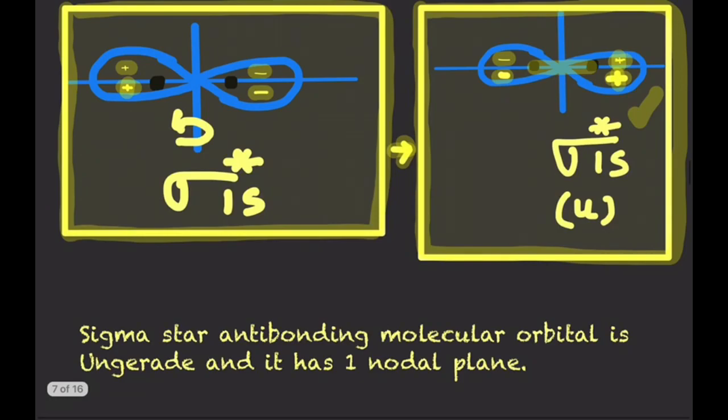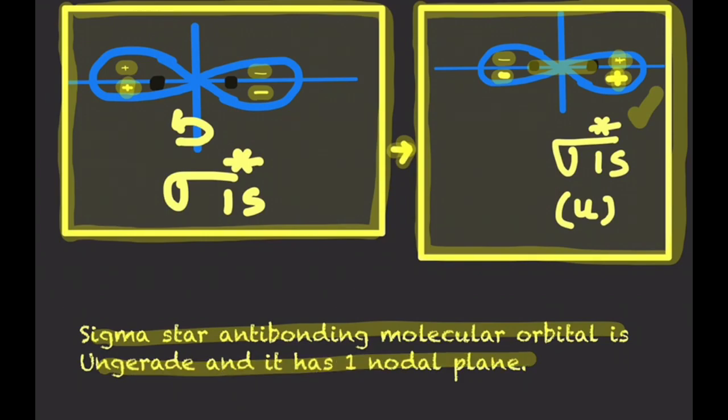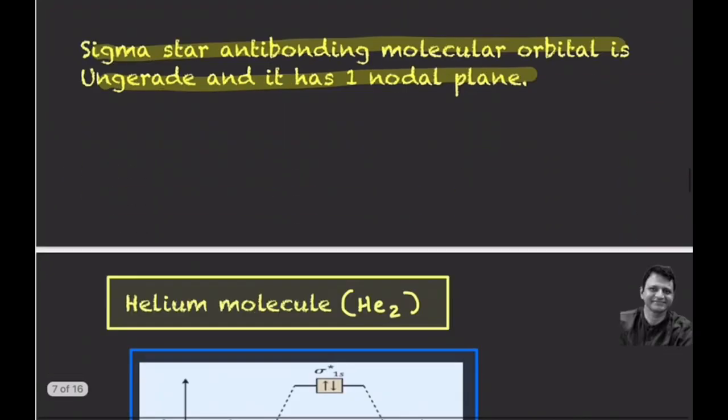So this is the way to find out. Now in this we can see that the sigma star antibonding molecular orbital is ungerade and it has one nodal plane. We can find out this plane is a nodal plane, right? Electron density on the left hand side is going to finish here and on the right hand side is going to finish here. So this is the plane on which there is no probability of finding electrons. So this is a nodal plane. So there is one nodal plane in the sigma 1s star, or sigma 1s antibonding molecular orbital.